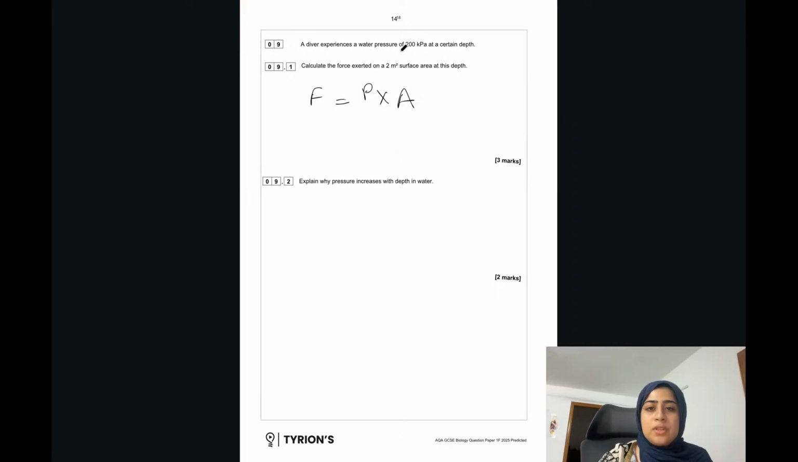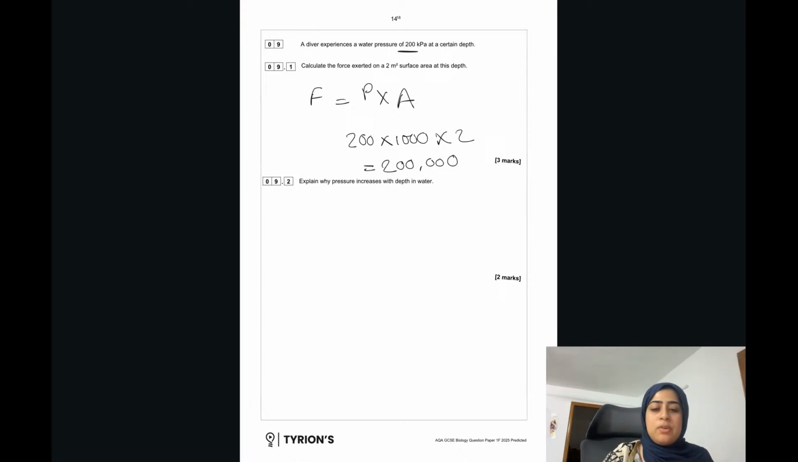So here we're just doing 200, but that's kilopascals. So don't forget to times by 1,000 times 2. Okay, so that is 200,000. Explain why the pressure increases with depth.